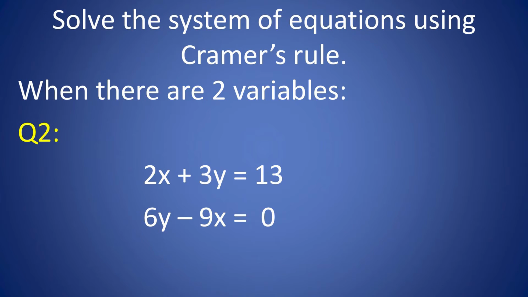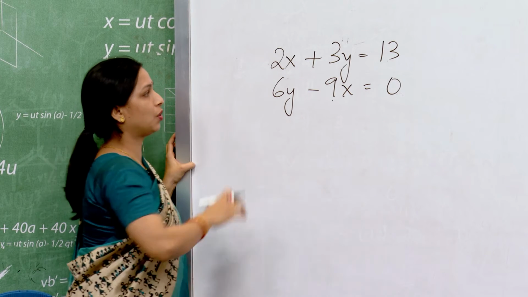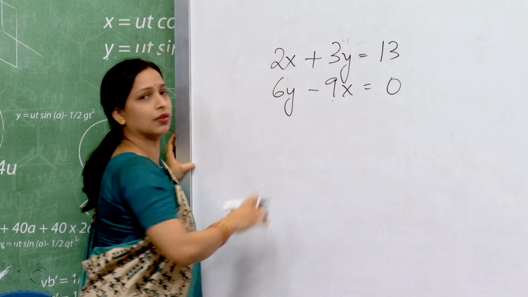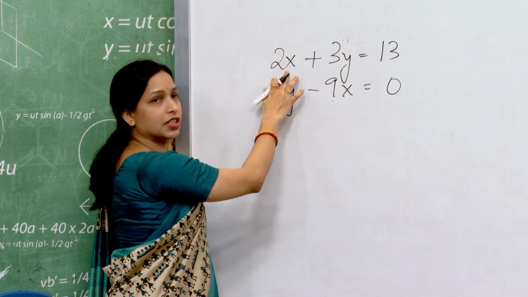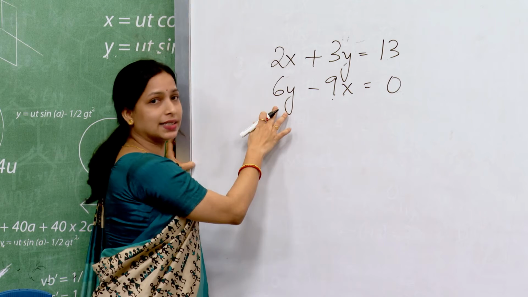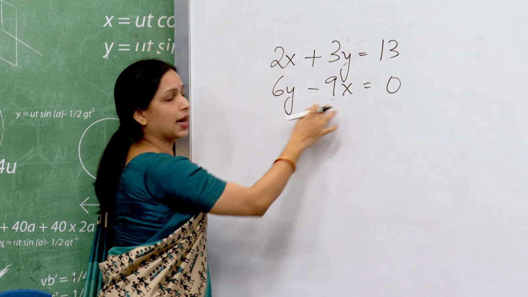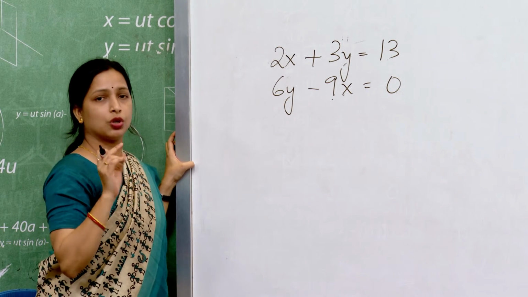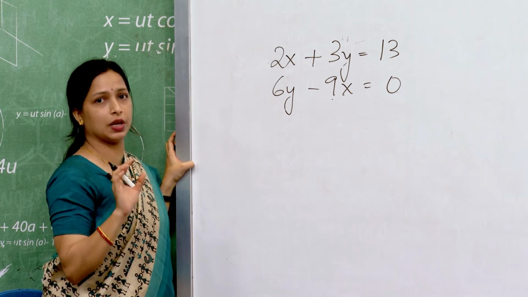Let us take the next question, that is 2x plus 3y equals 13 and 6y minus 9x equals 0. Now, here we notice that they are not in the right order. That means, in the first equation x comes first and y comes later, whereas in the next equation y comes first and x comes later.